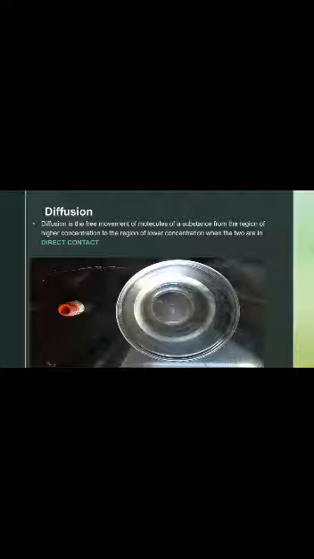Diffusion is the free movement of molecules of a substance from the region of higher concentration to the region of lower concentration when the two are in direct contact. You will find this one quite similar to osmosis, but it is not. In osmosis, the two solutions are separated by a semi-permeable membrane, whereas in this, the two solutions are in direct contact. Now let's look at a video.